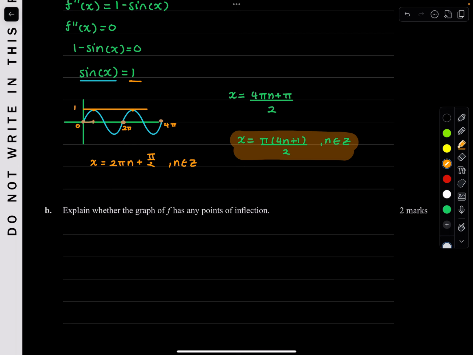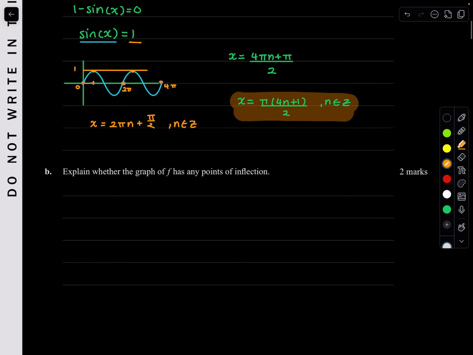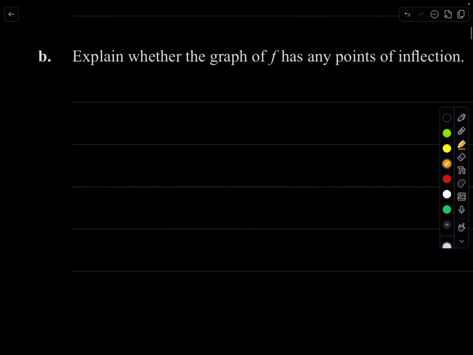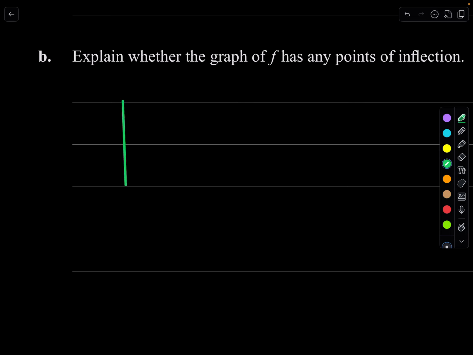Explain whether the graph of f has any points of inflection. Now, be careful. So for us to have a point of inflection, this is what must happen. So let's just draw a normal point of inflection. Let's draw an x to the power 3 line. It's a stationary point of inflection, but it's the same as a point of inflection. So it looks like that. You see how that's a point of inflection.